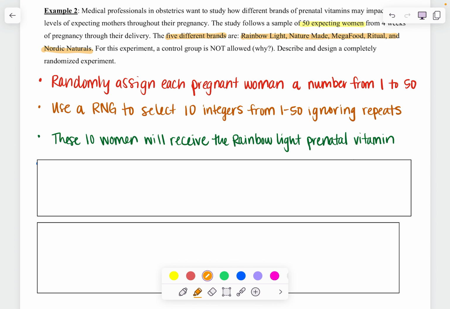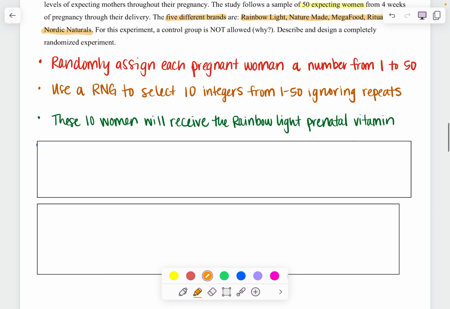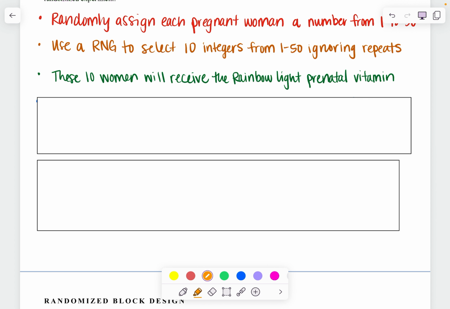Again, reiterate the numbers you are selecting from. I know it seems silly because you're literally saying to number from 1 to 50 and then pick a number. But again, think of the dumbest person you know, and they're trying to do this. We don't want to include repeats because you cannot assign a woman to more than one treatment. These 10 women are going to receive the Rainbow Light prenatal vitamin. So that is my first treatment group.